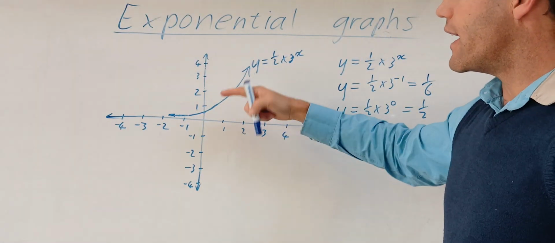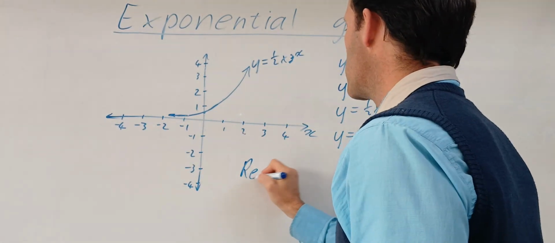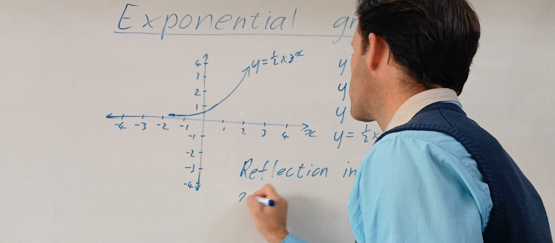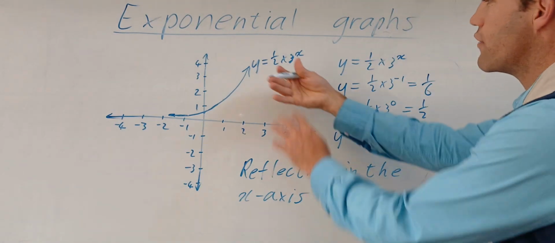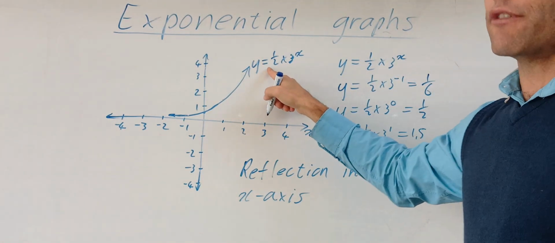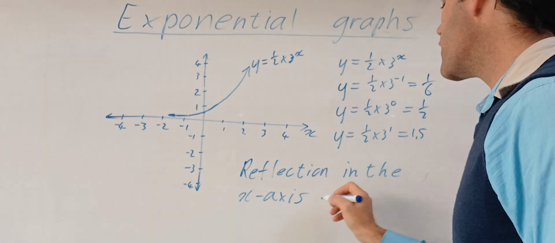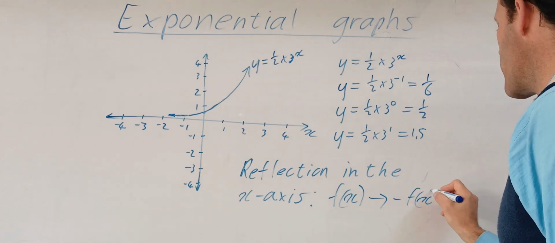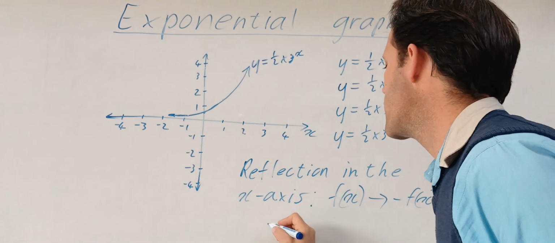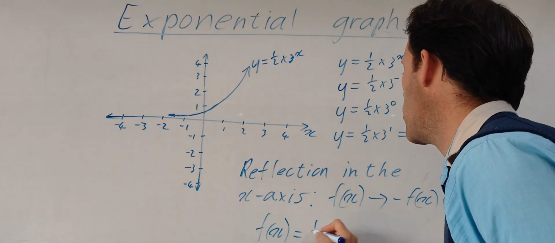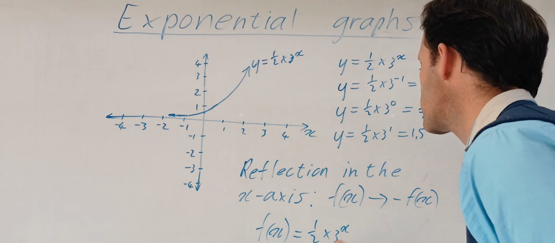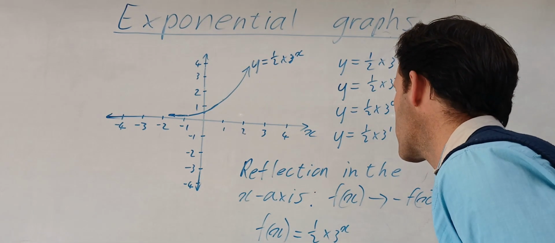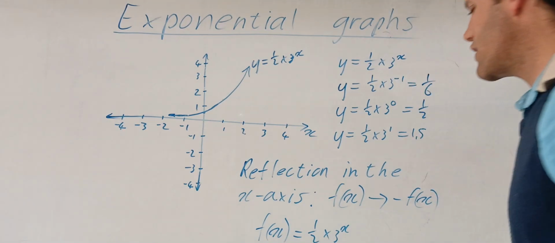So when you reflect in the x-axis, you can just write this down. Reflection in the x-axis: you just put a negative in front of the function. Whatever the function is, let's say the function is f(x), then the new function will be negative f(x). In this case, if f(x) equals a half times 3 to the power x, then the reflection, negative f(x), is negative a half times 3 to the power x. So there's the new equation.